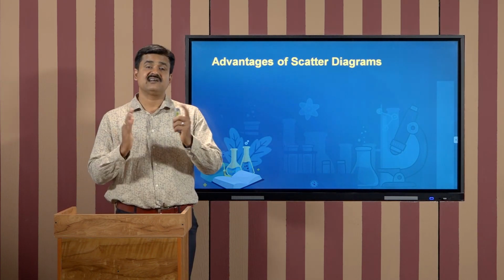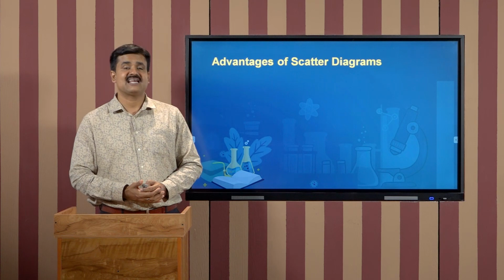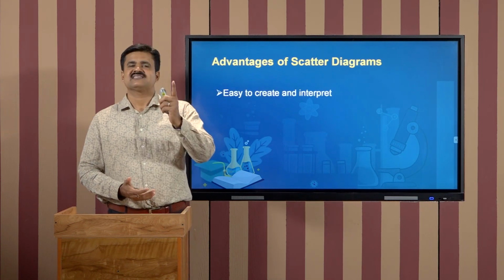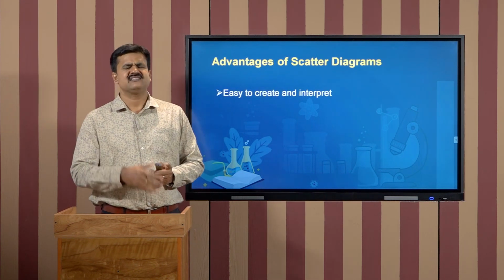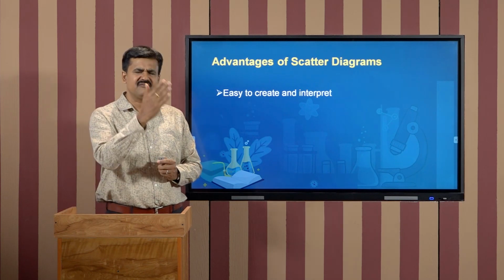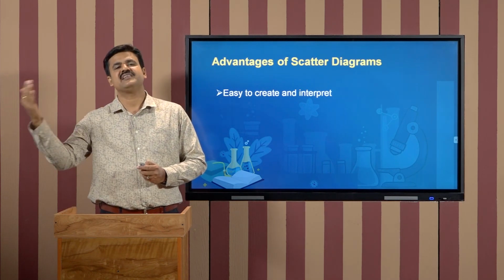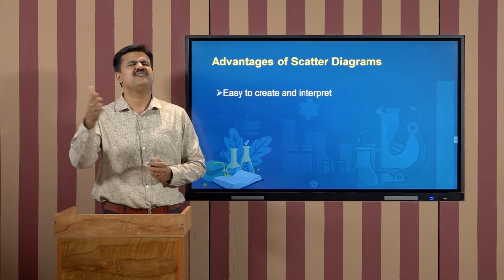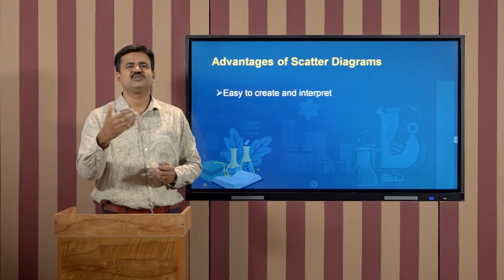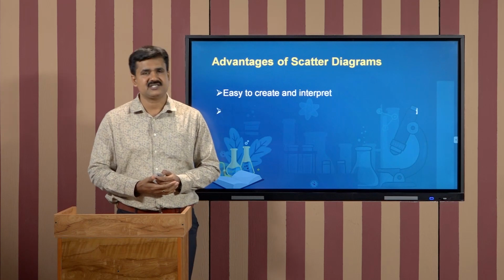Now, what are the advantages of scatter diagrams? Scatter diagrams are easy to create. Just plot some graphs by fixing one variable along the x direction and the other variable along the y direction. It is a simple way of plotting the graph. So, it is easy to create as well as easy to interpret.